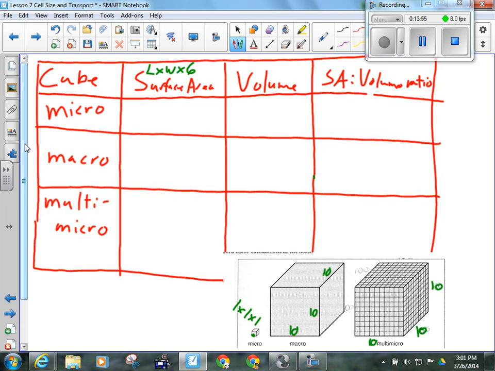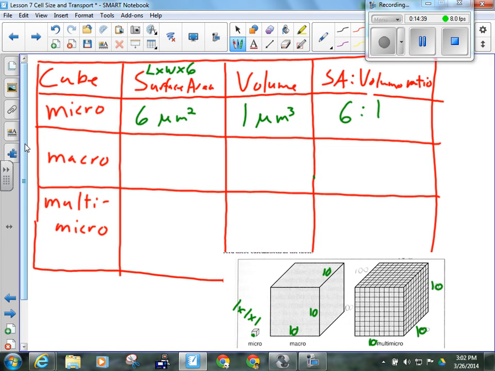For micro, it's 1 times 1, which is 1, times 6. What's 1 times 6? 6. So that's easy, right? We're going to say it's 6 micrometers squared. If I want to calculate the volume, it's length times width times height. What's the volume? 1, yeah. Except now it's in cubic micrometers. So the surface area to volume ratio of little single-celled micro here is 6 to 1.